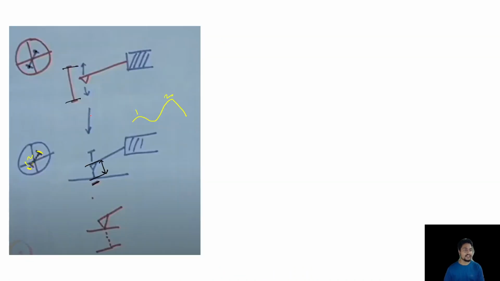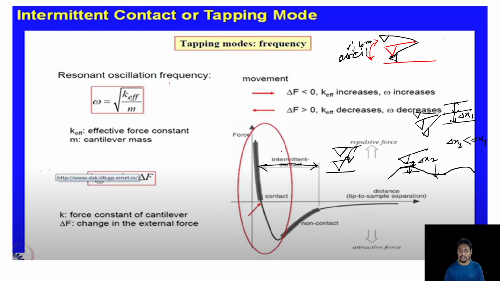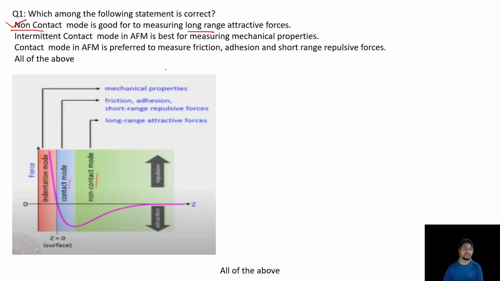So intermittent force is like sometimes it is touching the surface and sometimes it is not. At the same time, it is giving the best resolution as well as the other properties. So it is used in measuring the mechanical properties. And in case of contact mode, the friction or adhesion force.